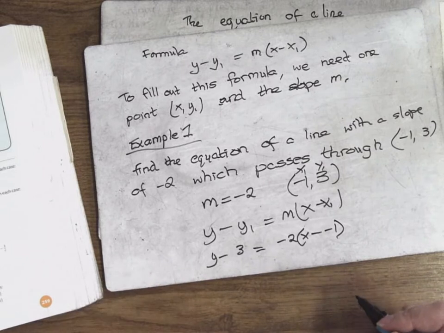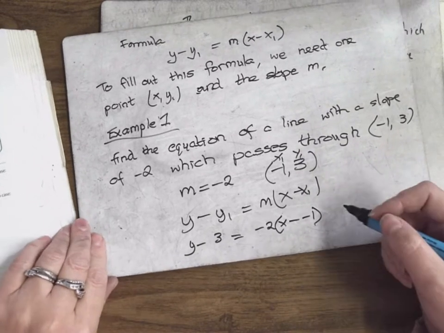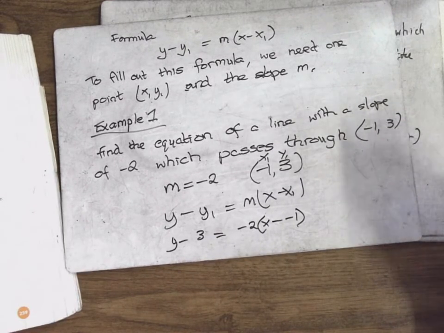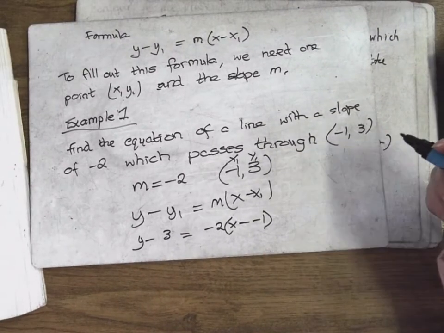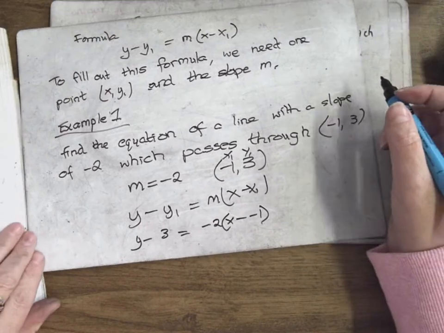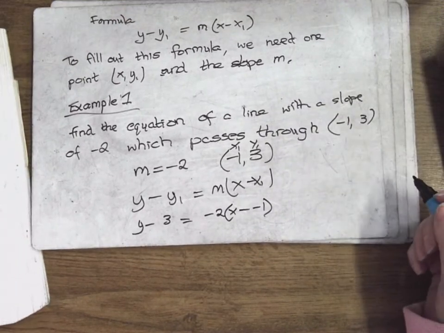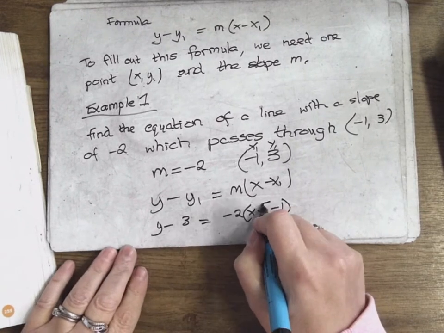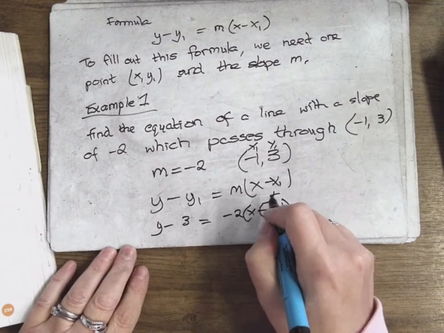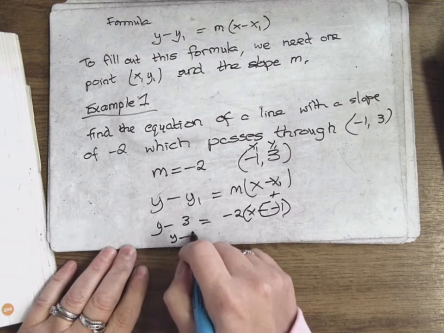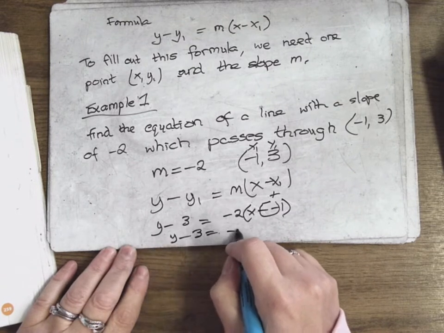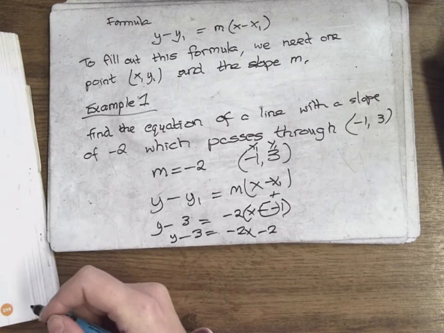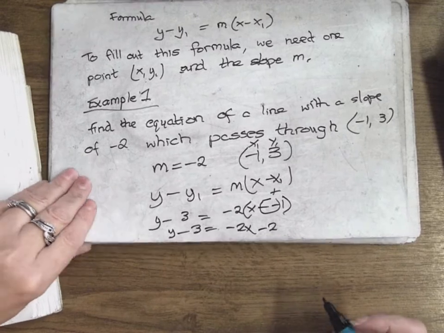Is everyone with me? Sorry, what's going on is I'm looking at that and it's different to what you're seeing. Two minuses in a row will give me a plus, so we have y minus 3 equals minus 2x minus 2 when I multiply in. Now, girls, that gets me full marks.